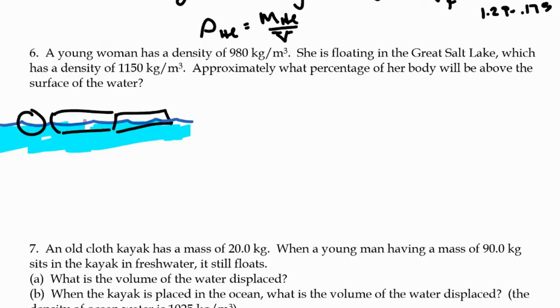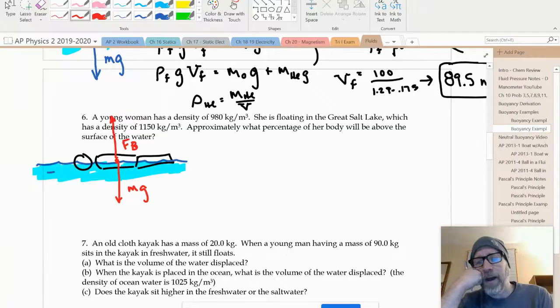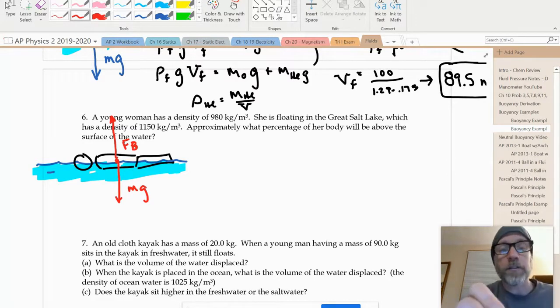I draw my forces. mg down. Buoyant force up. Which one's bigger? That's right. Neither. Because if the buoyant force was greater, she would float up into the air. That would be awesome. If her weight was bigger, she would sink and drown. That would be bad. So clearly, the sum of the forces is going to be equal to 0.